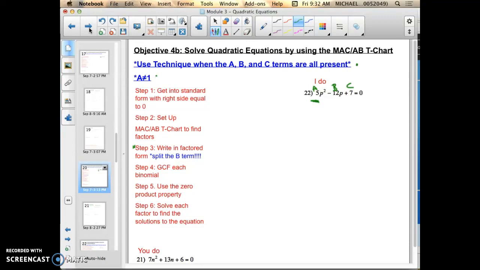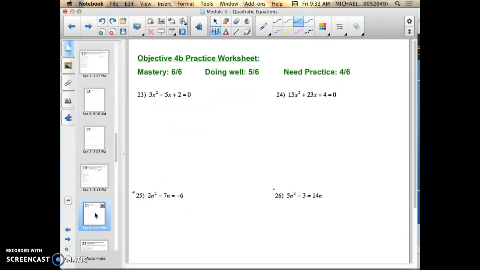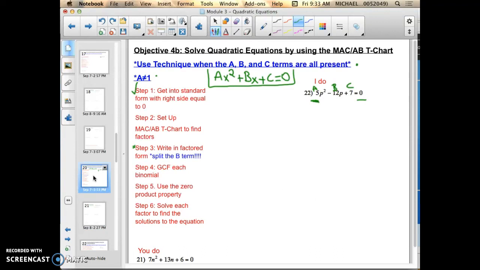If I look at this, it's already in standard form. The right side equals 0, and if you remember, the standard form is ax squared plus bx plus c equals 0. I have my 5p squared minus 12p plus 7. It's already in that form, so I don't have to do step 1. It's done for me. Now, there will be some in your homework where that's not the case, and you'll have to do step 1, all right? You have to move things around to get it into standard form. But in this case, it's already done for me. So I'm going to put step 1 is already done, and jump right to step 2 then.